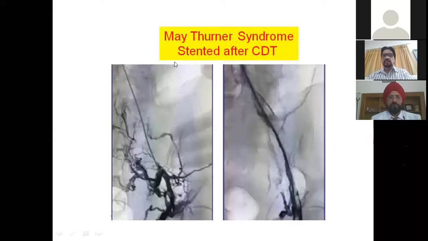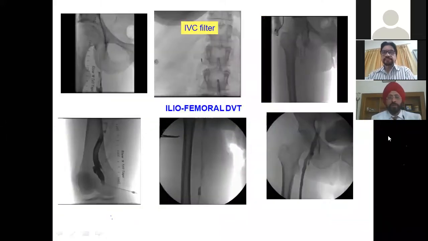So this is one of the patients who had May-Thurner syndrome, which we suspected but had not picked up on our imaging. After doing the lysis, we found the stenosis and dilated and stented it. So that's about thrombolysis, pharmacomechanical, and a little bit about IVC filters.